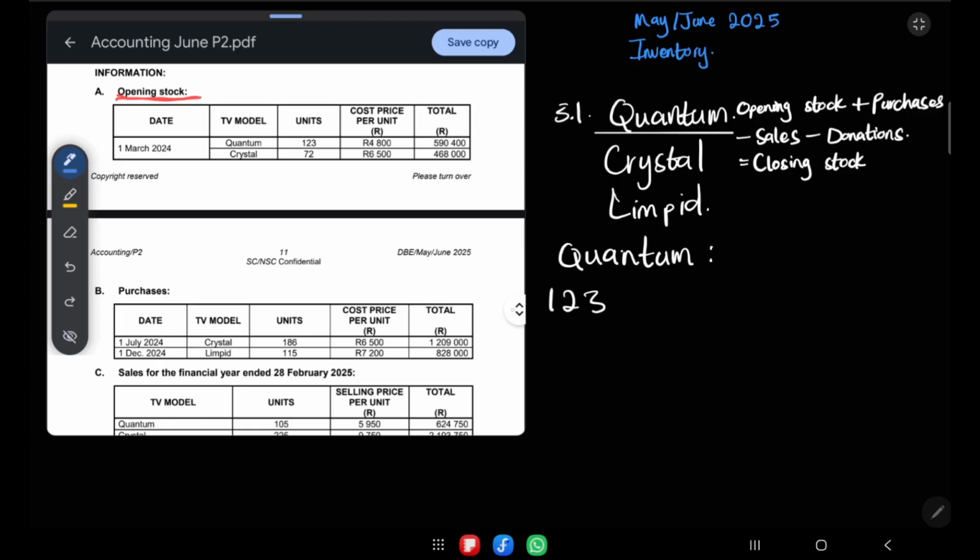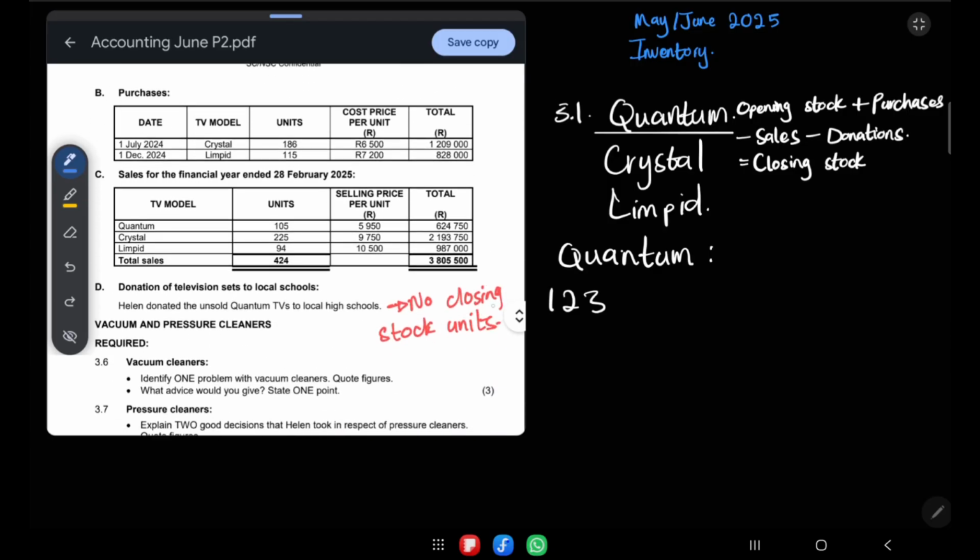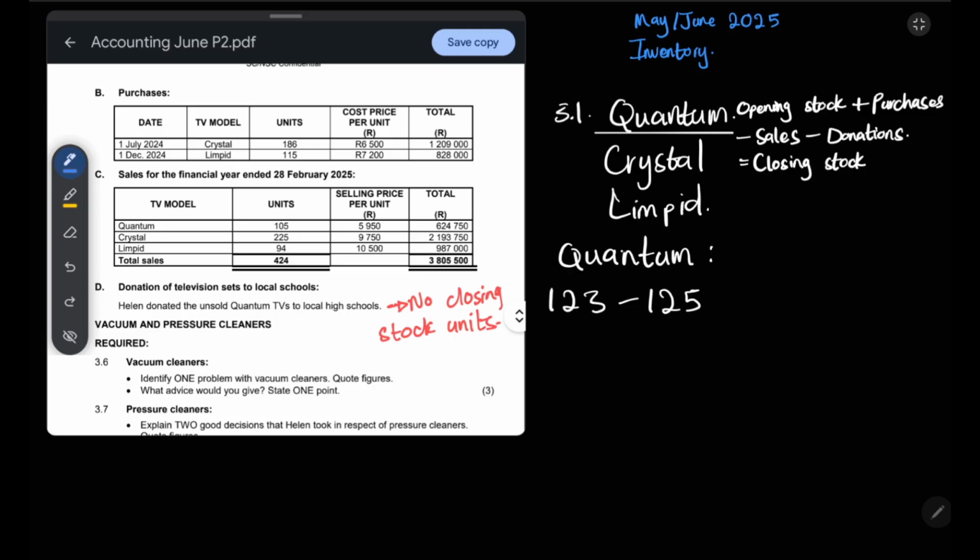There's nothing that we can do. Let's move to the other information. We have our sales. For Quantum, we sold 105 units, so we have to subtract that 125. Guys, can you see that you don't have the purchases for Quantum? Don't freak out, it's okay. If you don't have something, just work with whatever that you're given. So we said 123 minus 125, which is our sales.